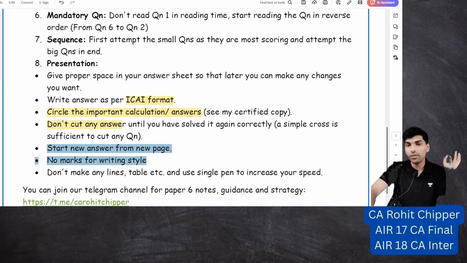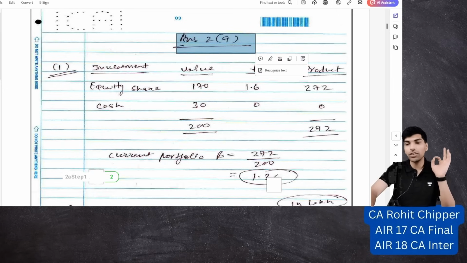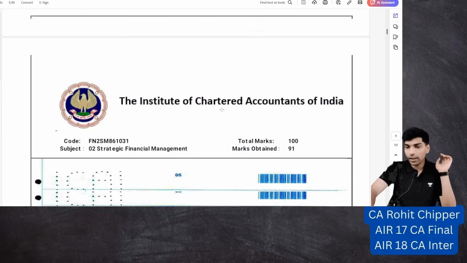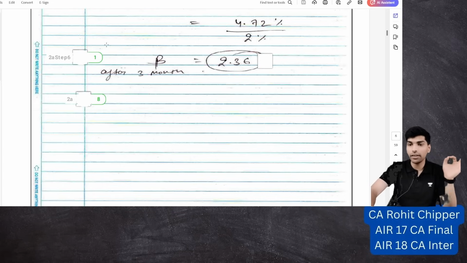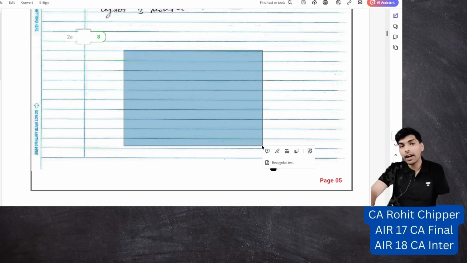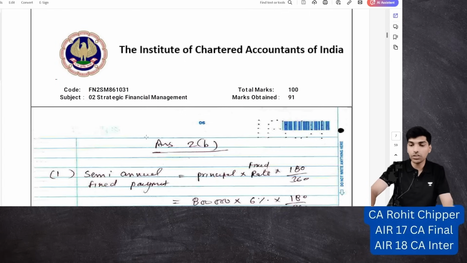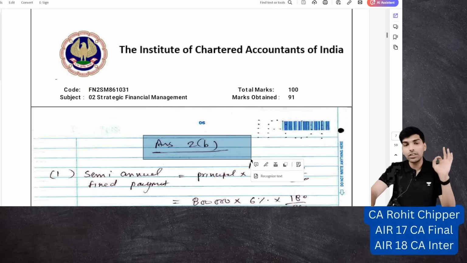Always start a new question from a new page. This is the most basic thing: a new question you have to write in the center and from a new page. Like this answer 2a I have started here and it got completed somewhere here with the final beta, and I have this space left. I could have started answer 2b here, but don't make this mistake. Always start a new question from a new page, so there is no chance that the examiner will miss any question that you have attempted.